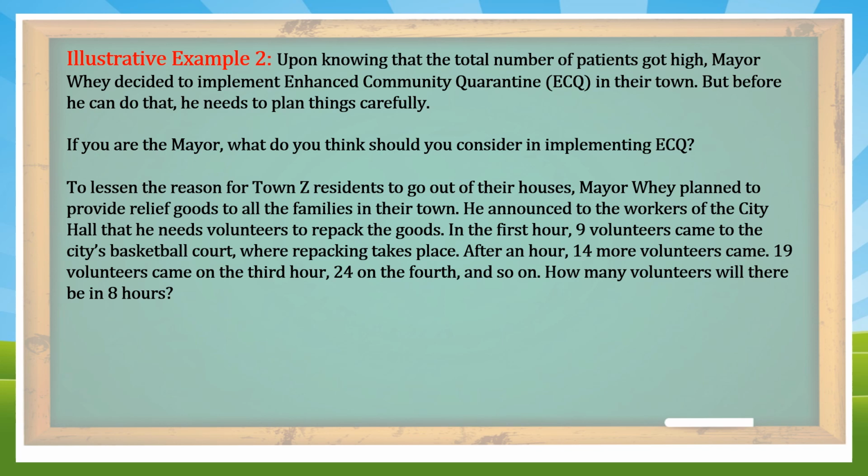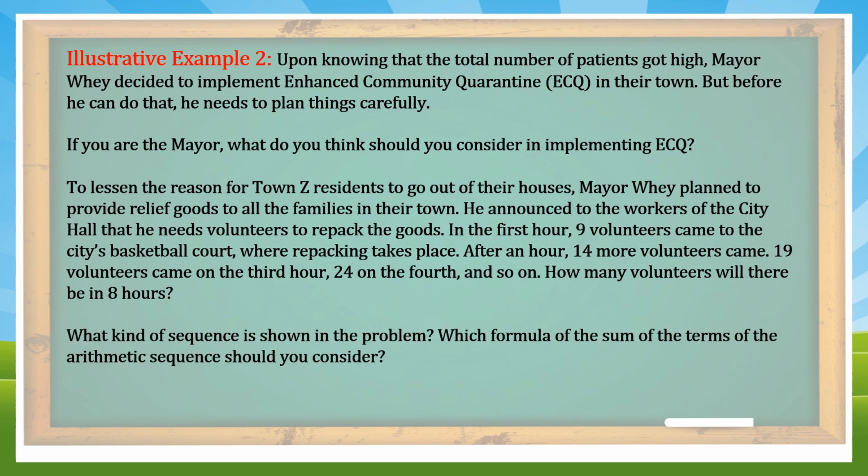In the first hour, 9 volunteers came to the city's basketball court, where repacking takes place. After an hour, 14 more volunteers came. Then 19 volunteers came on the third hour and 24 on the fourth hour, and so on. So how many volunteers will there be in 8 hours? So what kind of sequence is shown in the problem, and which formula of the sum of the terms of the arithmetic sequence should you consider?